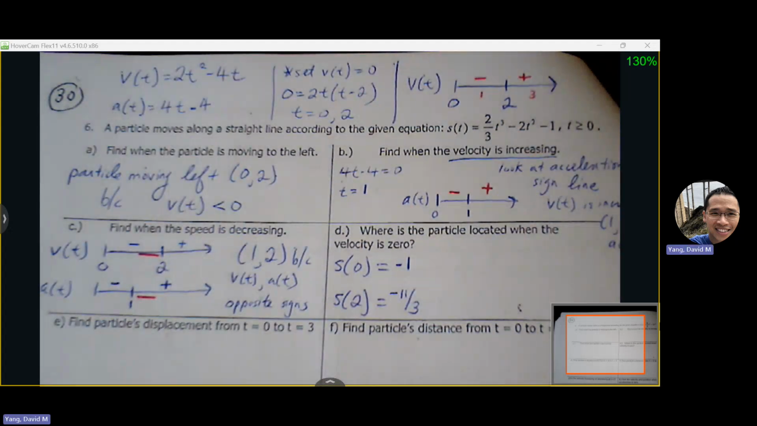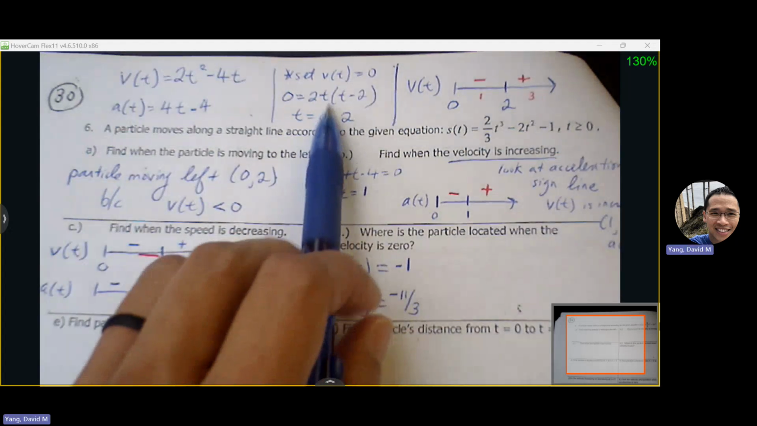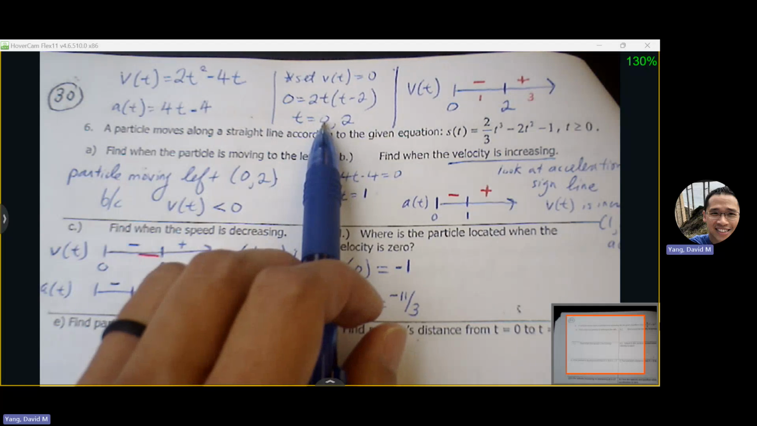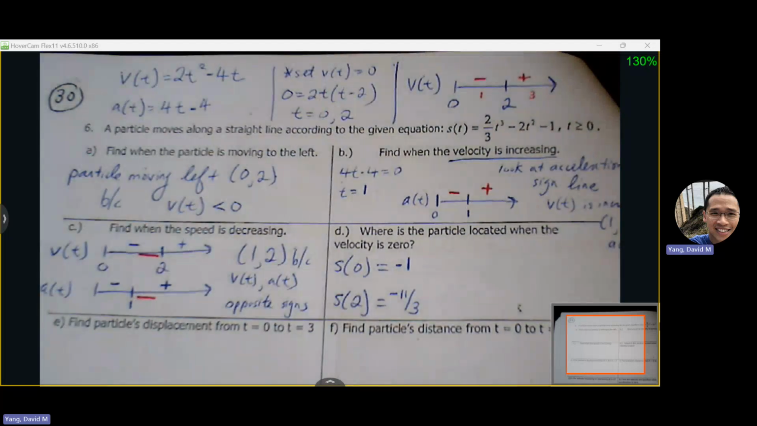That wasn't the case on the quiz, because on the quiz, when we set velocity equals 0, we didn't find t equals 0. So that wasn't a location where the object wasn't moving. But in this case, if 0 doesn't show up when we set v equals 0, then yes, we would include 0.